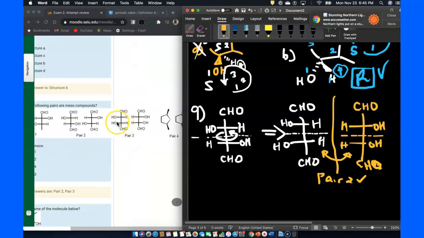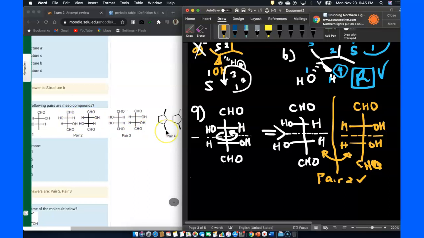Pair 3 is meso too. That's what I just drew here. You can get pair 3 by doing a rotation in pair 2 out of those two structures. And then pair 4 is not.